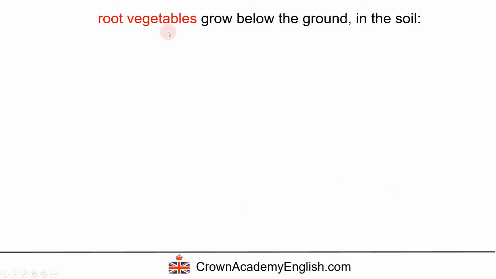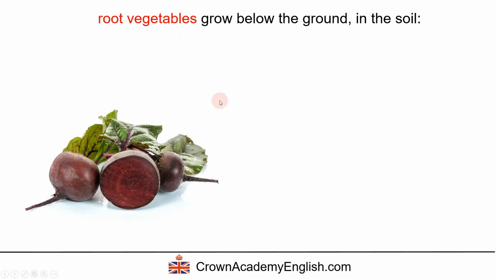And root vegetables grow below the ground in the soil. So here are some examples of root vegetables. In British English, this is called a beetroot. And in American English, they call this simply a beet. These are three beets. Okay?